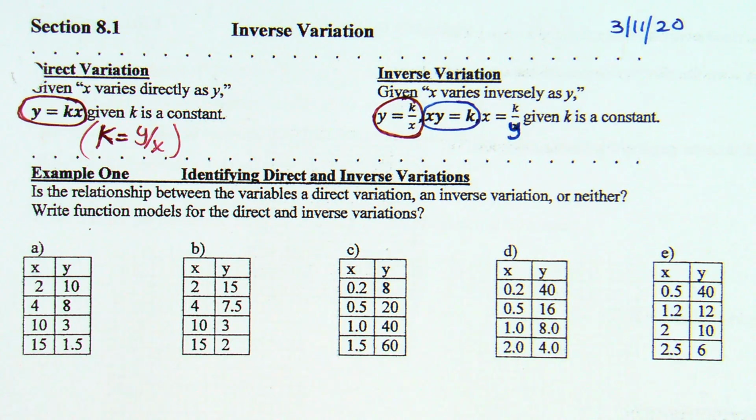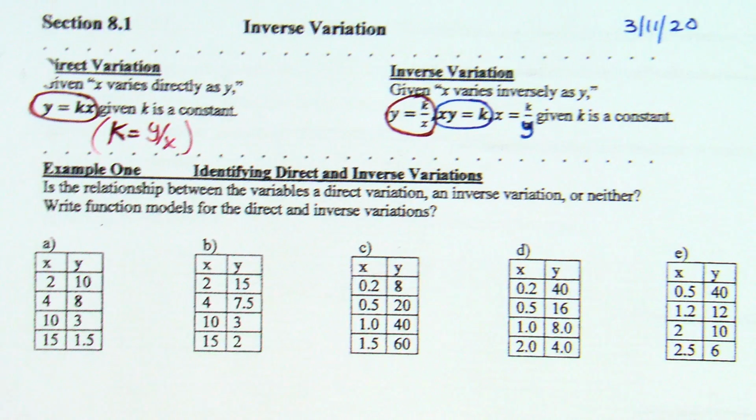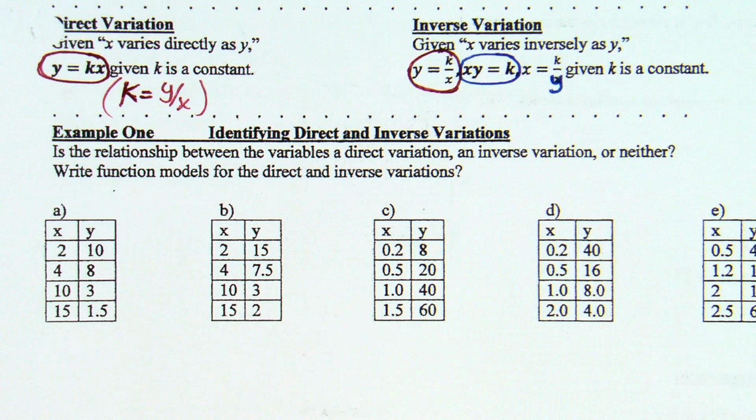Now, we have several things we're going to do with direct and inverse. One of these, we did with direct variation, I'm pretty sure. Looking at a table of values and deciding, is this an example of direct variation? Is it an example of inverse variation? Or option 3 is, it fits into neither category. It's just a random list of numbers that's neither a direct nor inverse relationship. So, looking at example A there. Ordered pairs (2, 10), (4, 8), (10, 3), and (15, 1.5).